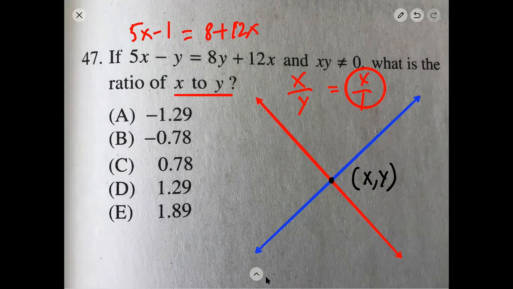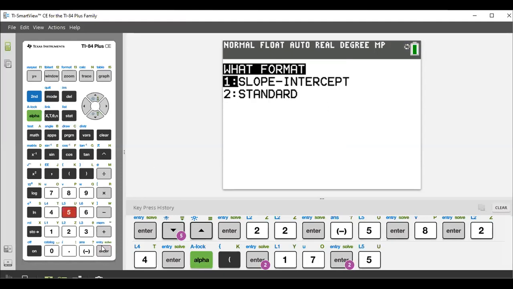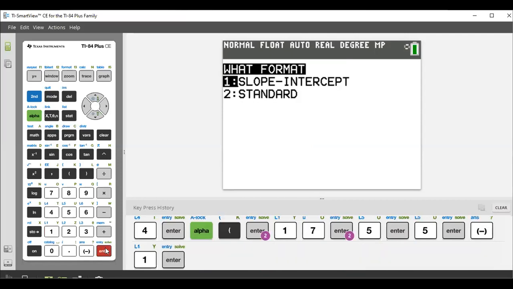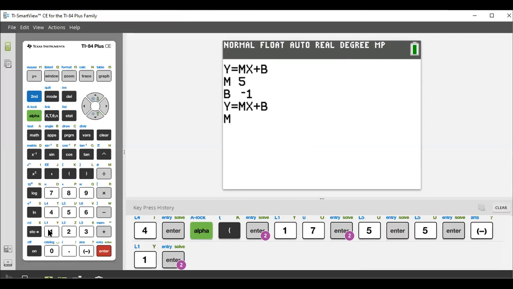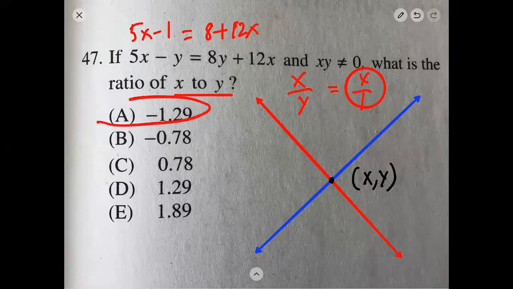but what I would do, just to show you, you can use your calculator as well, is I would press enter, and then I would also use the system of equations, and I would say this one's in slope-intercept form. The slope for the left-hand side of the equation is 5, and the y-intercept is a -1. The slope for the right-hand side of the equation is 12, and the y-intercept is 8. And now you just press enter, and it tells you that the x value is a -1.28. We'll round it to the hundredths place, so this would be a -1.29. If we go back to the exam, that would be choice 8, or choice A, right? Pretty straightforward. Now, let's keep going.